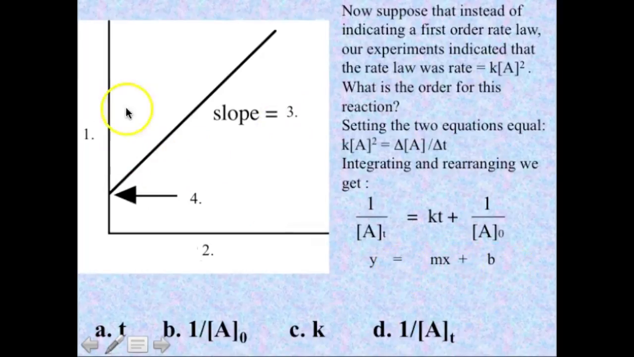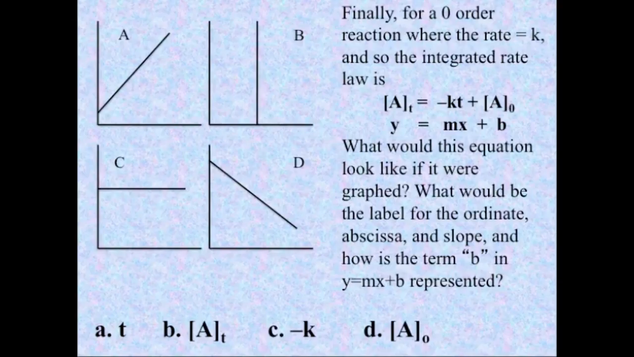So go ahead and associate each part of the graph with the integrated rate law. Finally, for a zero-order reaction where the rate equals k, the integrated rate law is the concentration of A at time t equals minus kt plus the concentration of A at time 0. Again, y equals mx plus b. If that's the case, what would this equation look like if it were graphed? A, B, C, or D?